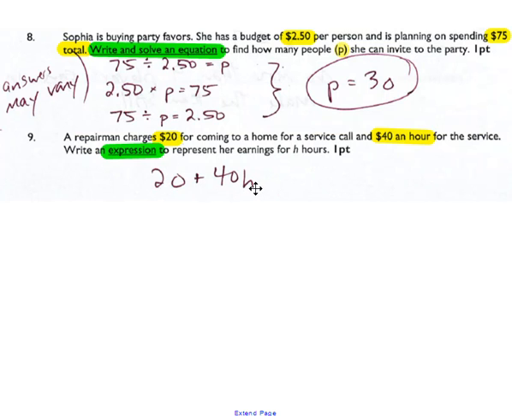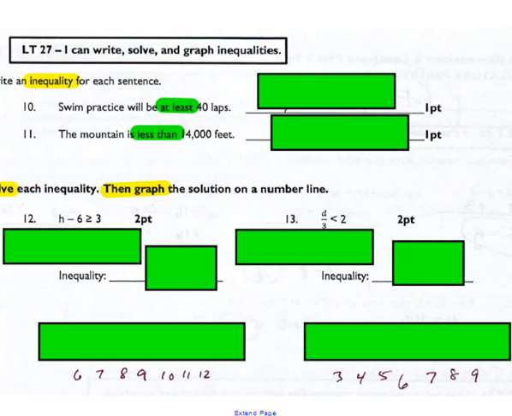If they came for 1 hour, well, it's 20 plus 40 times 1. If they were there for 3 hours, it's 20 plus 40 times 3. Okay, we can use this to figure out what we should pay them. But you had to show something that was equivalent to that.